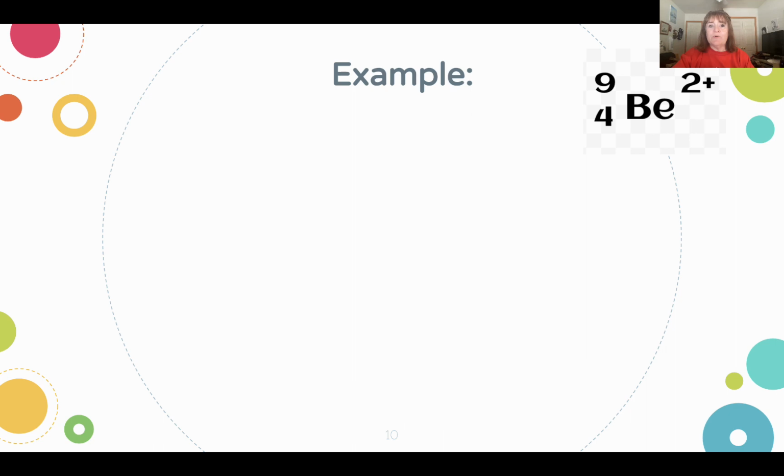So here's an example. Here's what you have to be able to do. Looking at Be 9, 4, 2 positive, you have to be able to identify this as beryllium. There are 4 protons, 5 neutrons, and now 2 electrons. To find the number of electrons, you take the atomic number minus the charge.